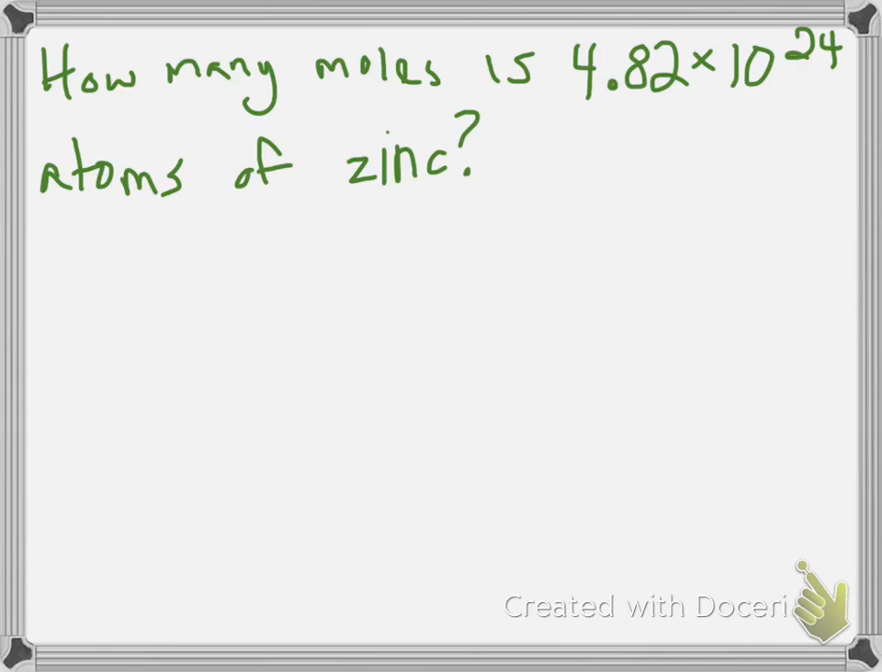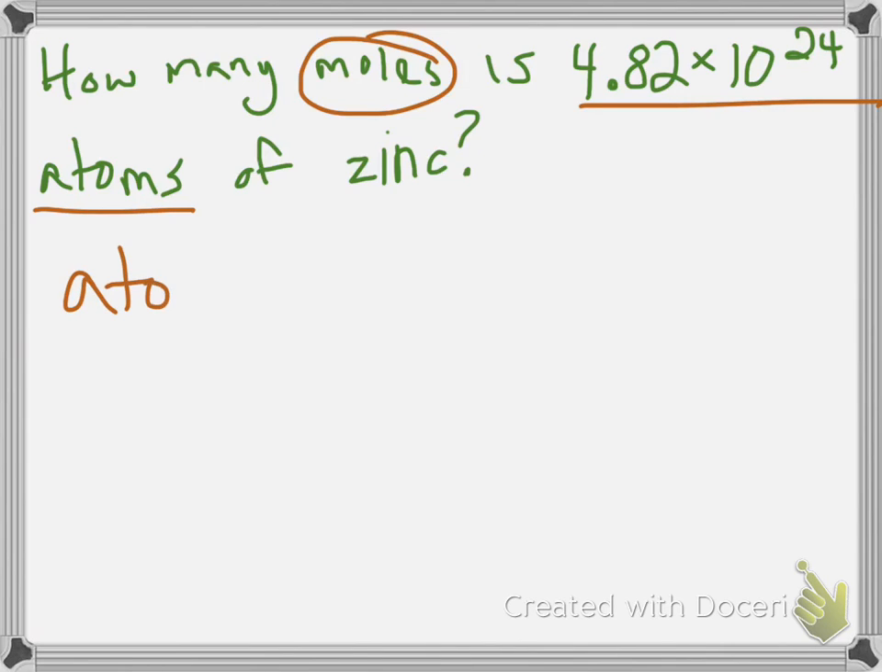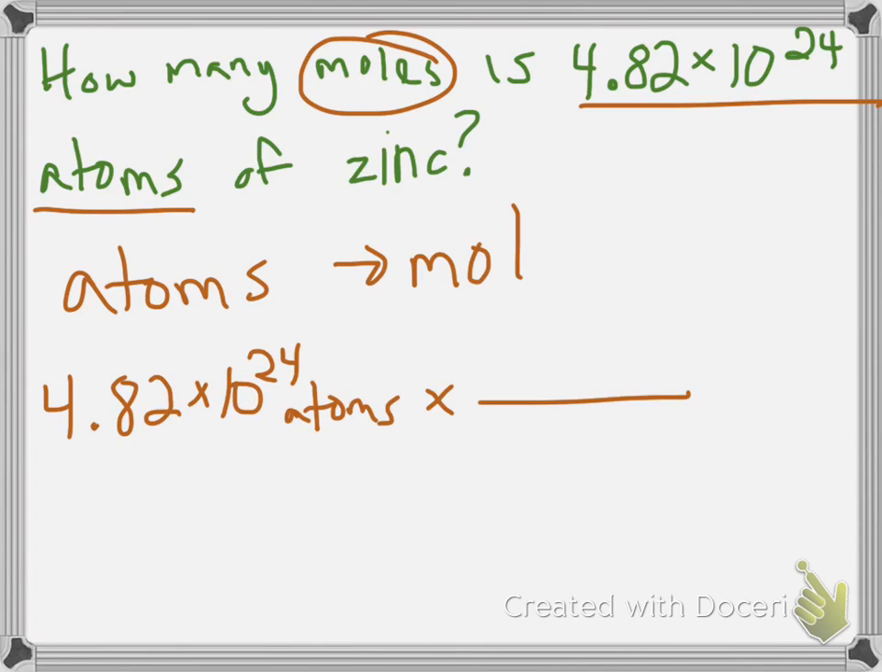Let's try another one. How many moles is 4.82 times 10 to the 24th atoms of zinc? So now the question is how many moles, that's my unknown, and I'm given atoms. So I'm going from atoms to moles. So this is the opposite. Now I want to get rid of atoms, and moles is my unknown. So I start with my atoms, and I need to convert it into moles.